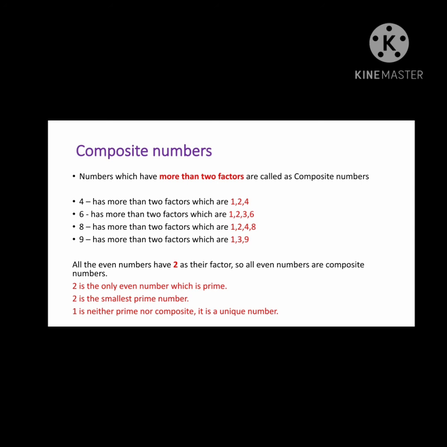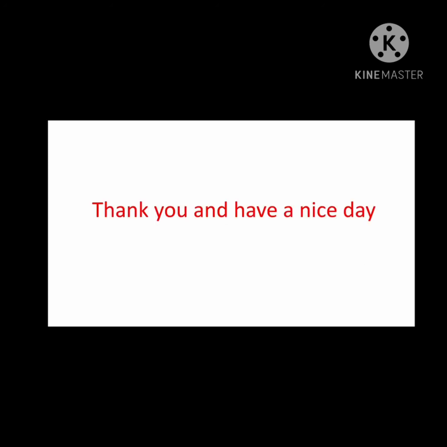Now you will say that 1 is the smallest number, but 1 is neither a composite number nor a prime number. It is a unique number. Okay. So it is not a prime number. 2 is the smallest prime number. So we complete our topic here.